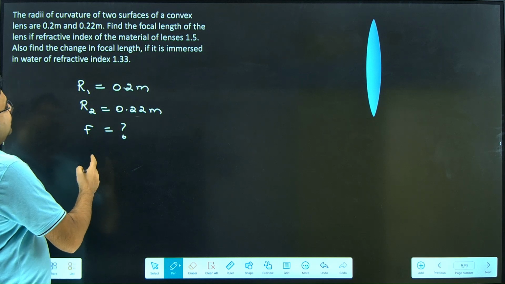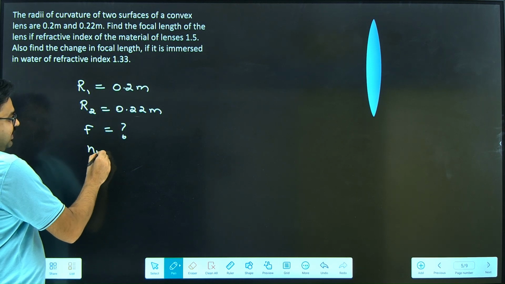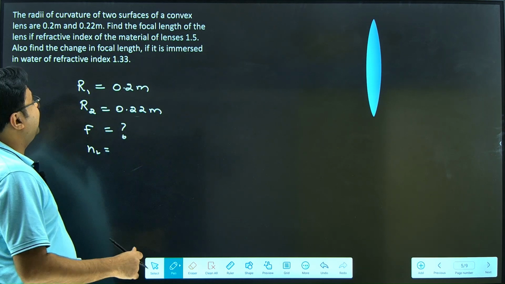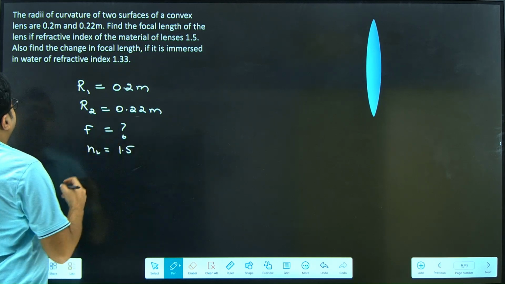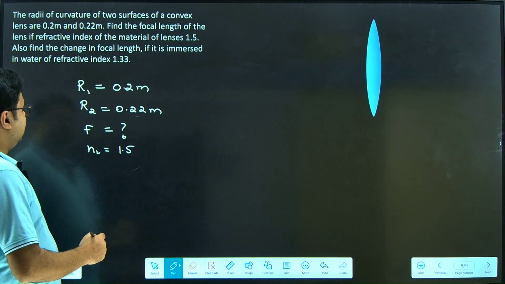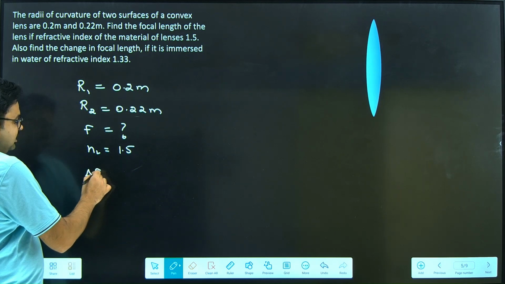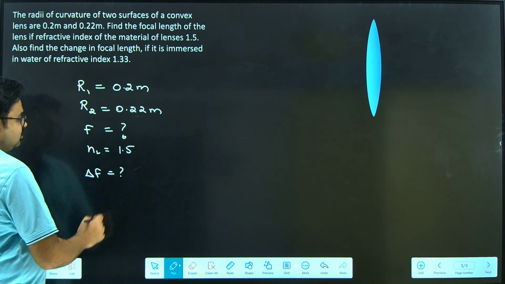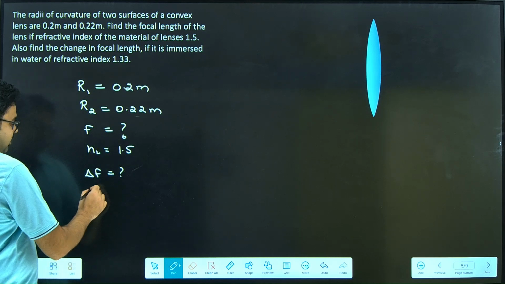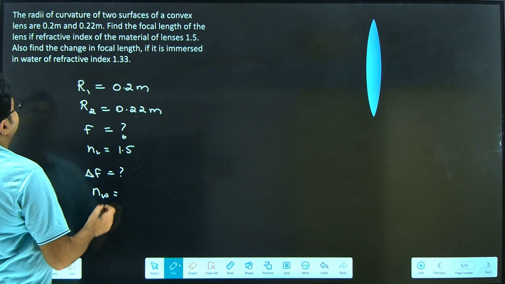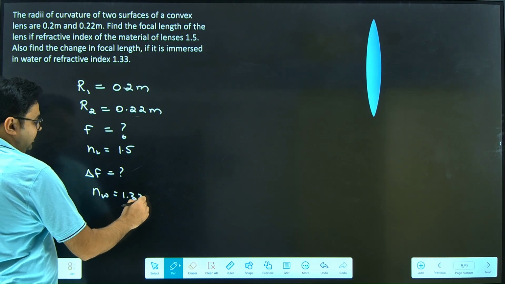We need to find it if the refractive index of the material of the lens, I shall write it as NL, is 1.5. Also find the change in focal length. We also need to find the change in focal length if it is immersed in water of refractive index 1.33.